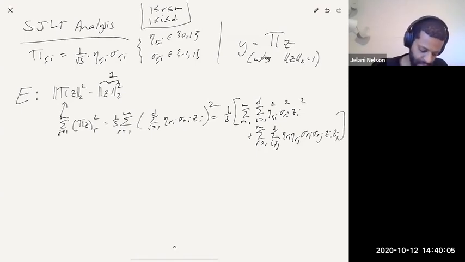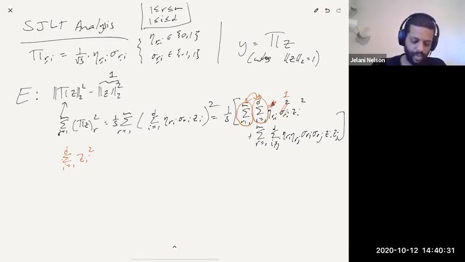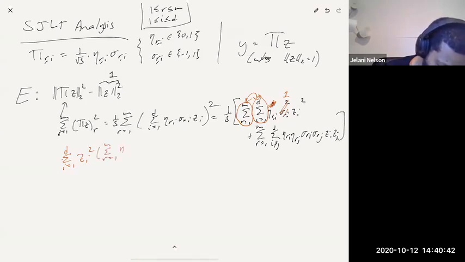Okay. Now, let's look at this. Let's take these two summations and swap their order. If you swap their order, you get sum I goes from 1 to D, Zi squared. Sigma Ri squared is 1, so that doesn't matter. Eta Ri squared is the same as eta Ri because it's a 0, 1 random variable. If you square it, 0 squared is 0, 1 squared is 1, it doesn't change anything. So now here you have the sum over all R from 1 to M of eta Ri.